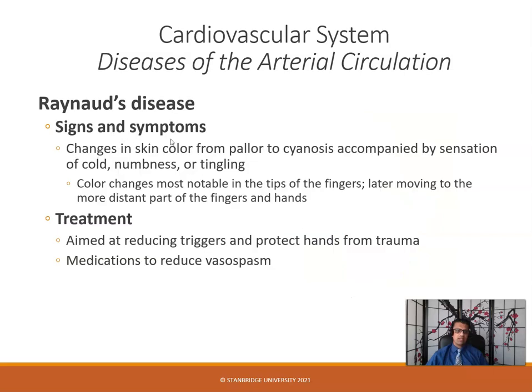Raynaud's disease signs and symptoms: changes in skin color from pallor to cyanosis accompanied by a sensation of cold, numbness, or tingling. Color changes are most notable in the tips of the fingers, later moving to the more distant parts of the fingers and hands. Treatment is aimed at reducing triggers and protecting hands from trauma, like wearing gloves, and medications to reduce vasospasm. So that's what you would do with someone. It's not life-threatening, but just something to keep an eye on.